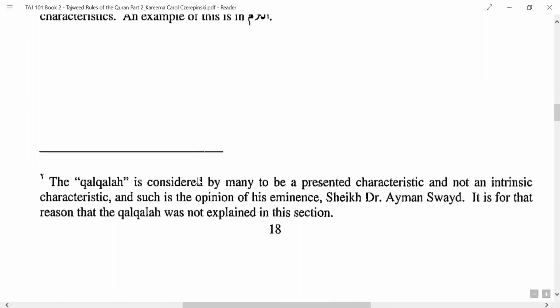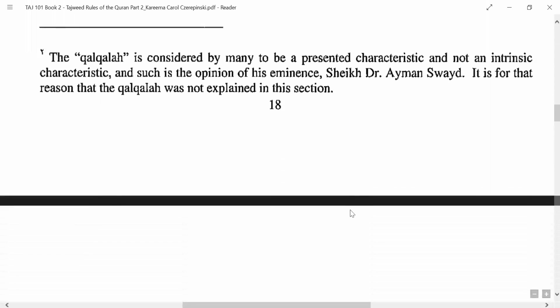Now here there's a note on qalqala. Qalqala is considered by many to be a presented characteristic and not intrinsic. Like also is the opinion of Sheikh Dr. Ayman Suaid, and that is why qalqala was not explained here, whereas it was covered in volume 1 in detail, if you remember the last chapter that was.